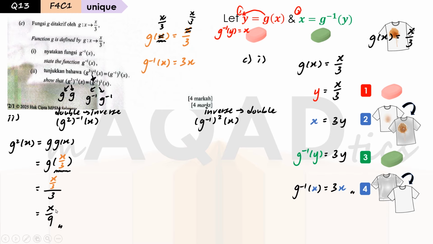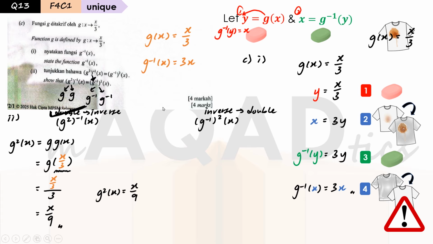So we have found the expression once we double it. This one is done already. Now let's inverse it. How do we inverse this thing? Let's look at the function g. Sorry, let me erase this a bit. If you look at the function g, the value is x over 3.